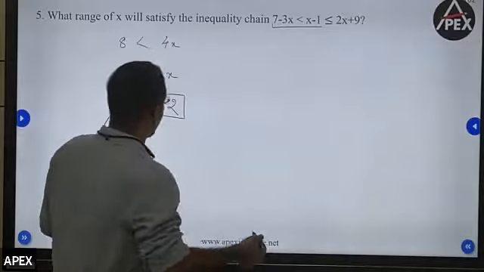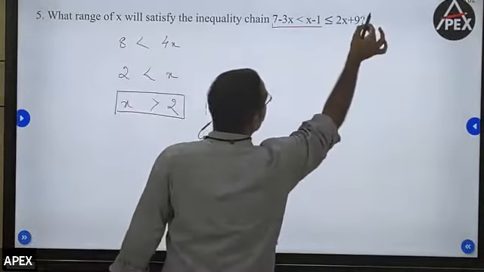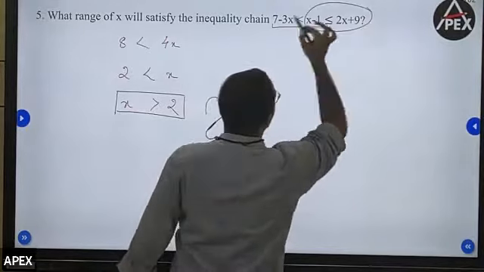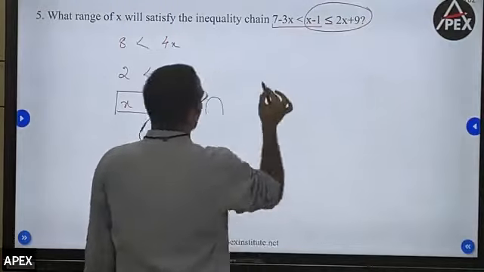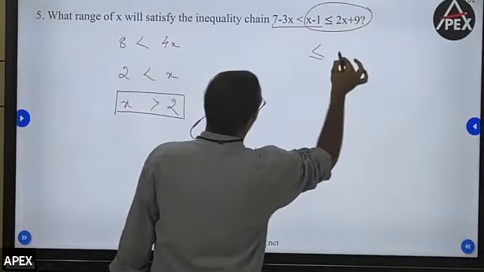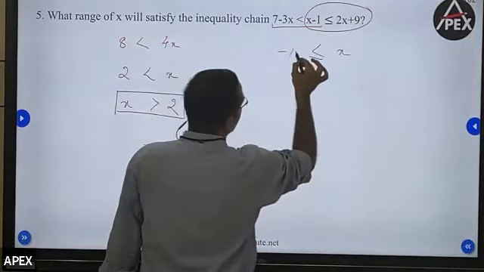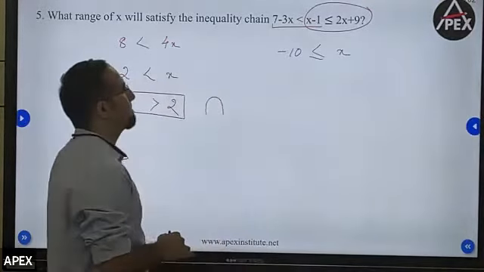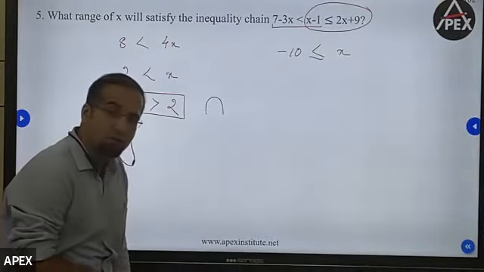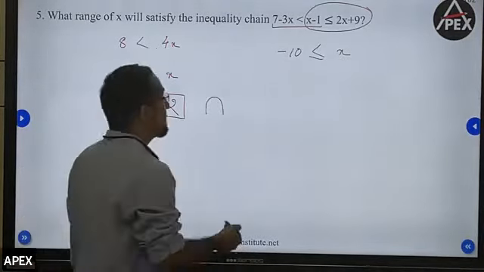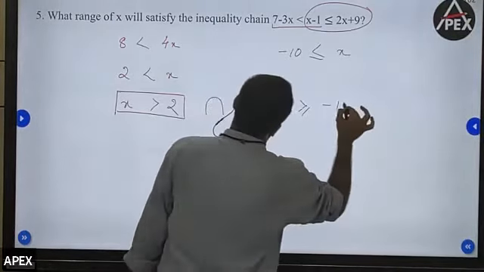Clear? And now the conjunction that we use is "and", which is nothing but intersection. So let's now look at these two inequalities here. I take my x on the right hand side, so this becomes what here now? Less than or equal to, I get 2x minus x. So this becomes a minus 10. Clear? So minus 10 is less than or equal to x, which means x is greater than or equal to minus 10.